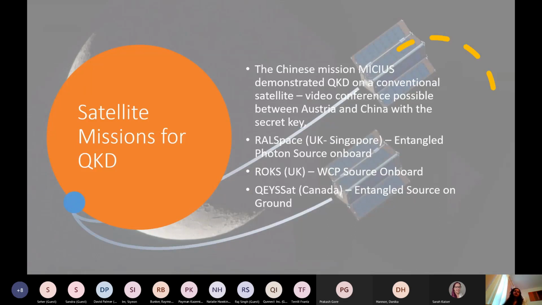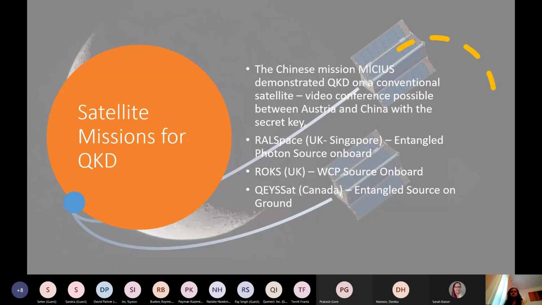Now, there have been some missions already. The Chinese mission Micius was the first to demonstrate QKD on a conventional satellite for the first time ever, and it also used QKD to demonstrate a video conference between Austria and China using the secret key.